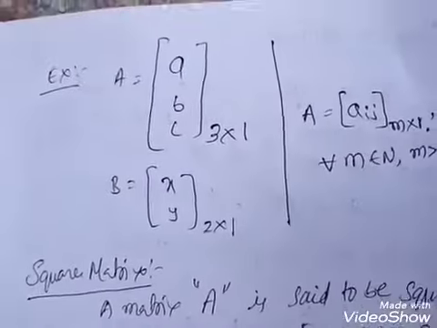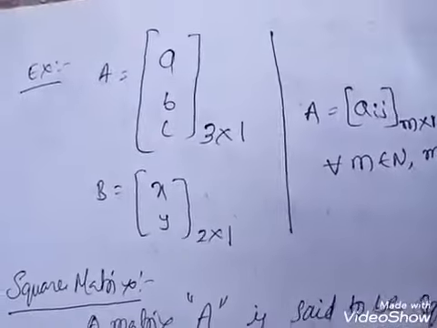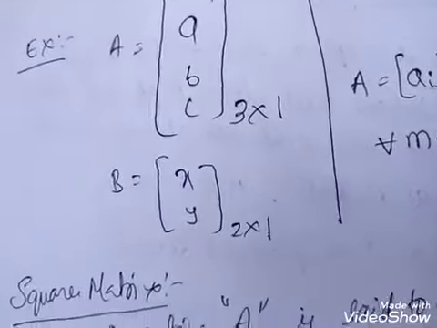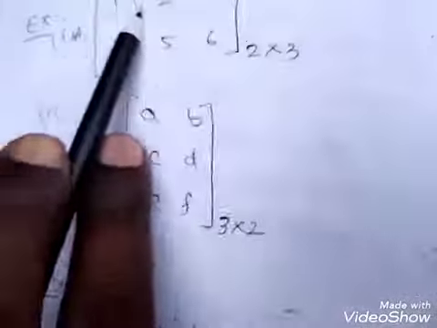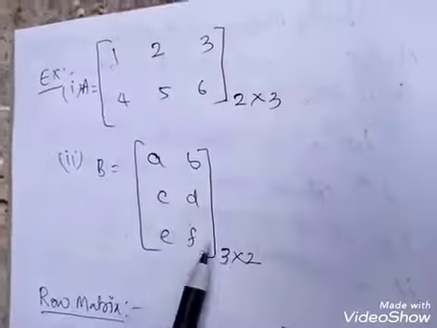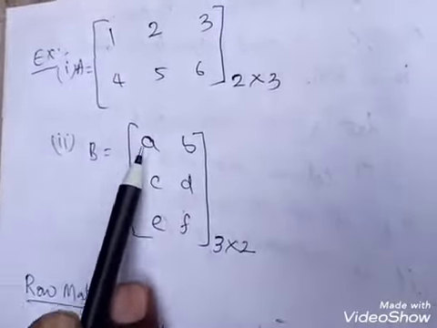Now, observe the examples here. Observe that 1, 2, 3, 4, 5, 6 is 2 rows and 3 columns. Here a, b, c, d, e, f. How many rows are there? 1, 2, 3. 3 rows and 2 columns.